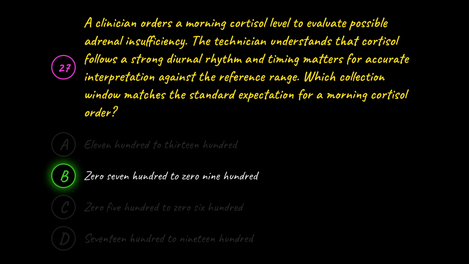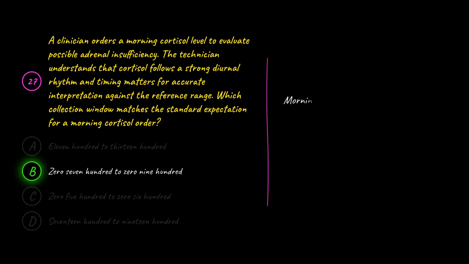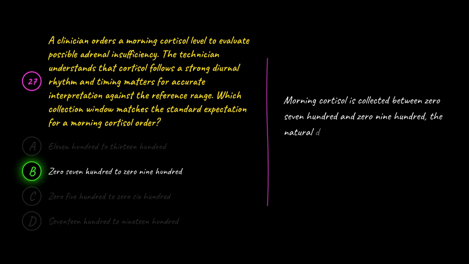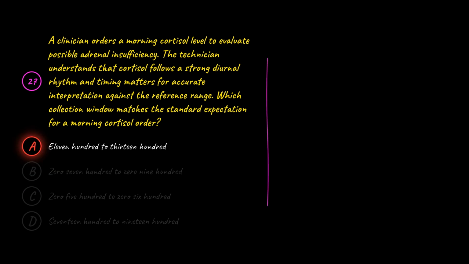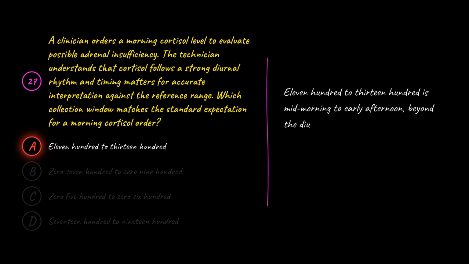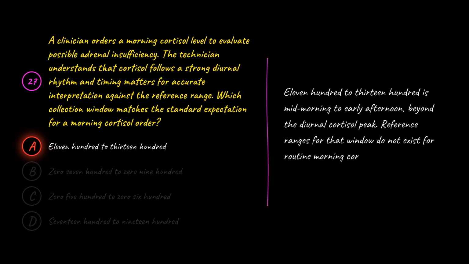0700 to 0900. B is correct because morning cortisol is collected between 0700 and 0900, the natural diurnal peak. The reference range was developed for this window, so a morning cortisol drawn outside it cannot be reliably interpreted clinically. A is wrong because 1100 to 1300 is mid-morning to early afternoon, beyond the diurnal cortisol peak.